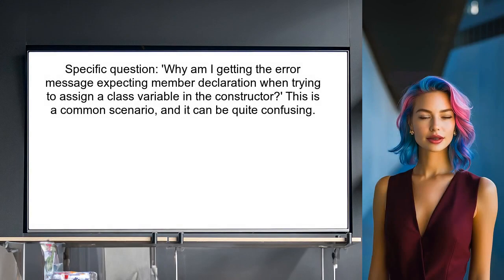Let's take a closer look at the specific question that brought us here today. One user asked, "Why am I getting the error message expecting member declaration when trying to assign a class variable in the constructor?" This is a common scenario, and it can be quite confusing. So let's break it down.